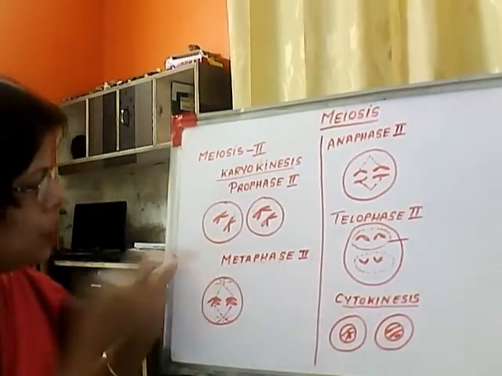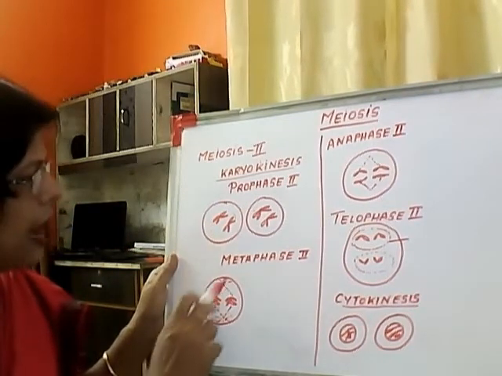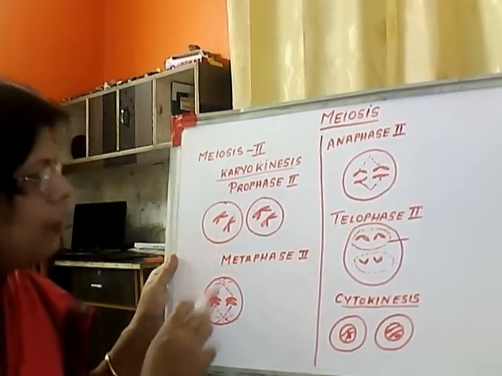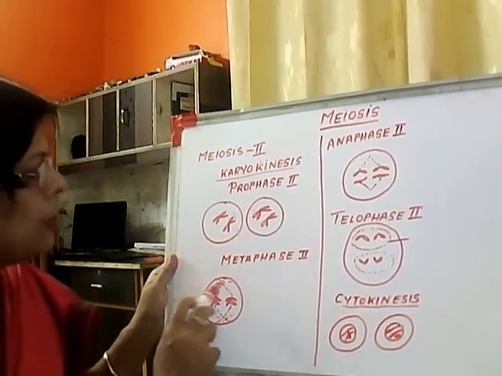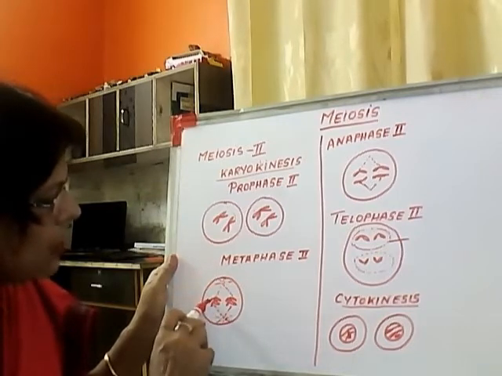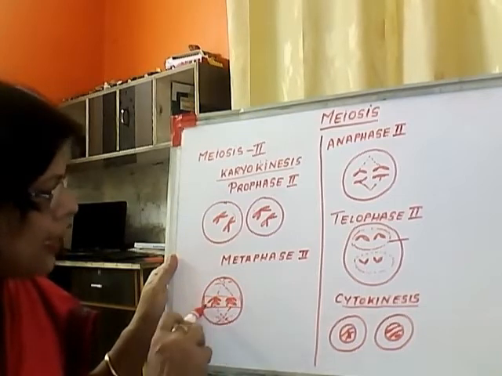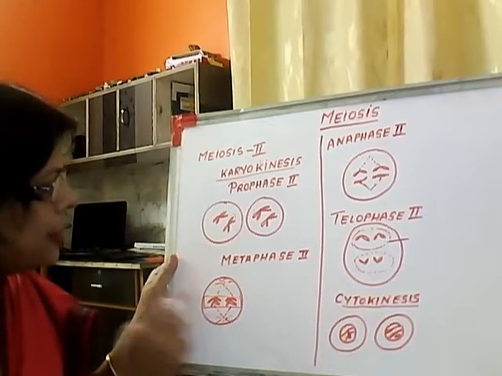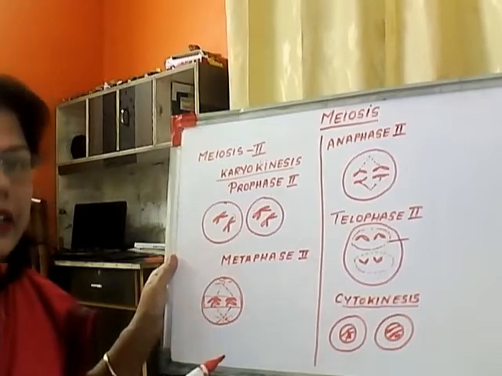So in metaphase 2, what happened? Now these chromosomes, and one thing children, here I haven't drawn both the cells, only one cell I have used. So the same thing will happen in both the cells simultaneously. In the metaphase stage, the chromosomes are arranged in the equatorial region, on this metaphase plate-like structure, and each of them is connected by the spindle fiber. So this thing happened in metaphase 2.